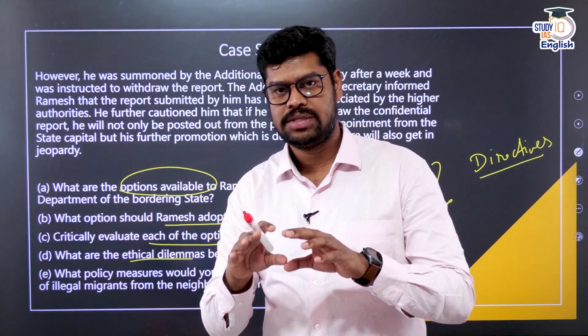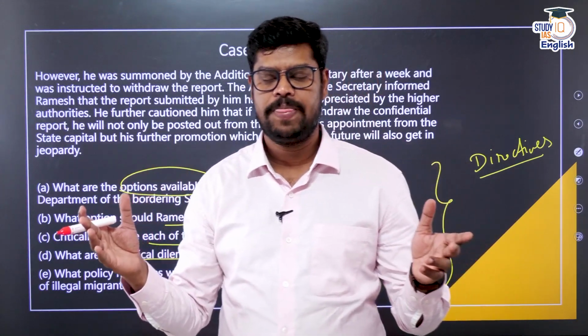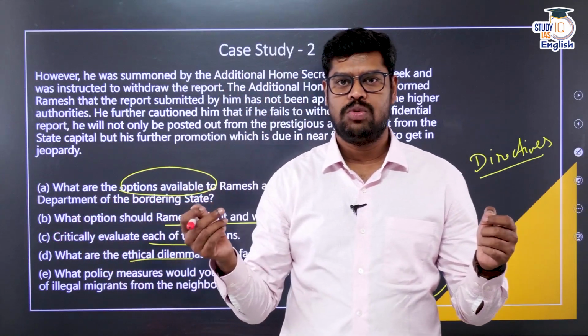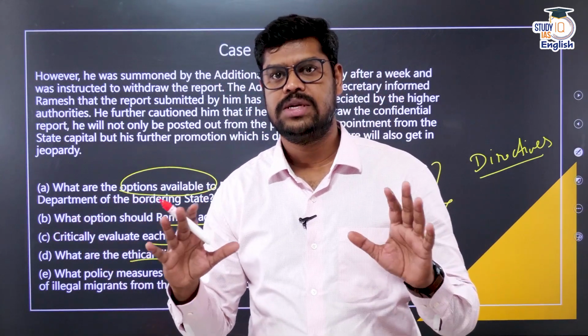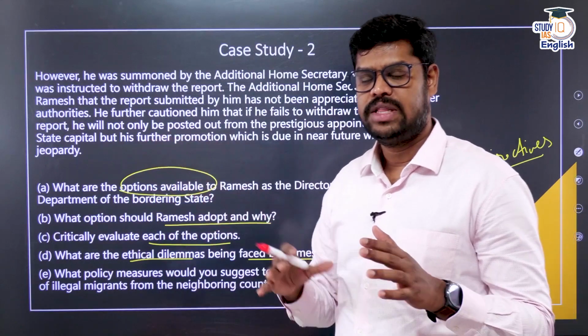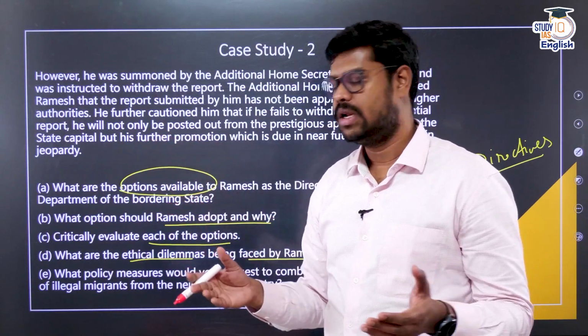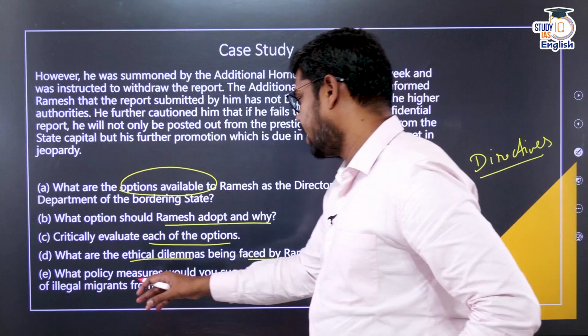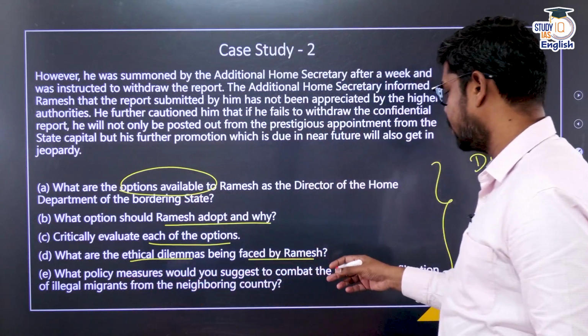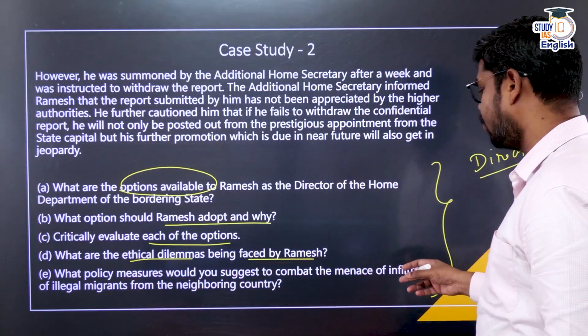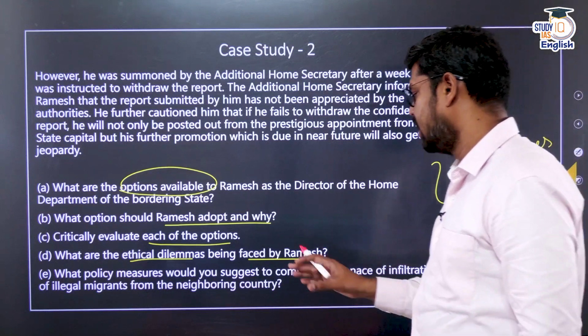So ethical dilemma is that there are two routes available in front of him, basically a wrong one and a right one. So which one is he supposed to choose? That is the ethical dilemma. So try to identify the ethical dilemmas in this particular case study. And then the last thing is, what policy measures would you suggest to combat the menace of infiltration of illegal migrants from the neighboring country?